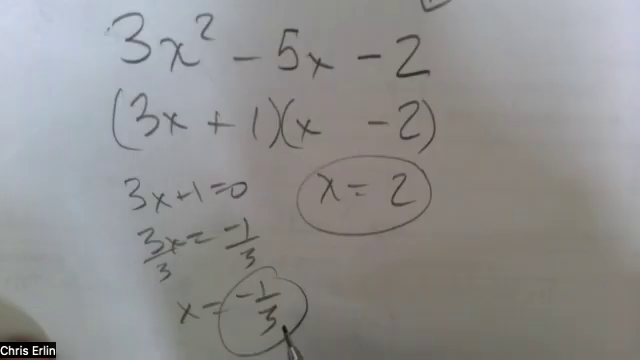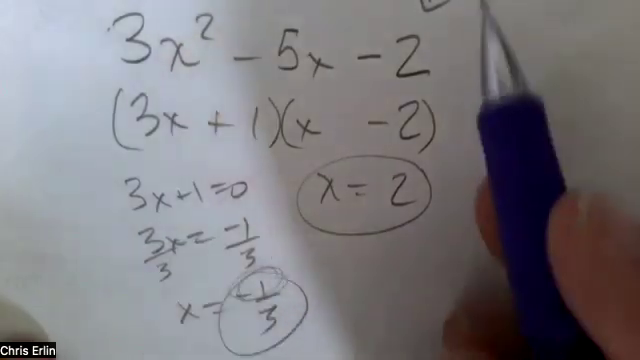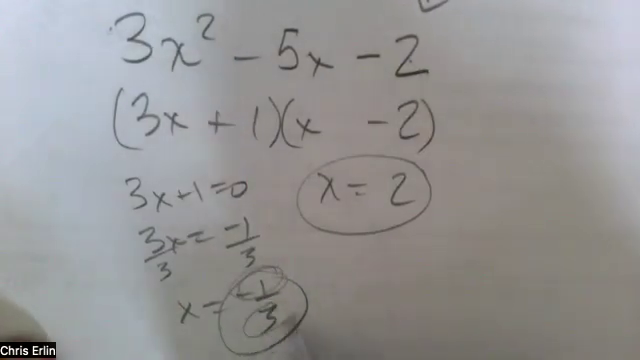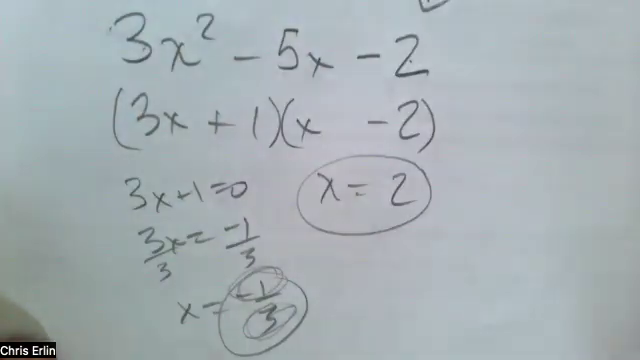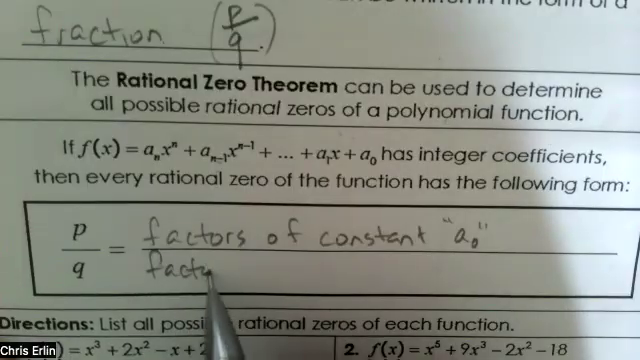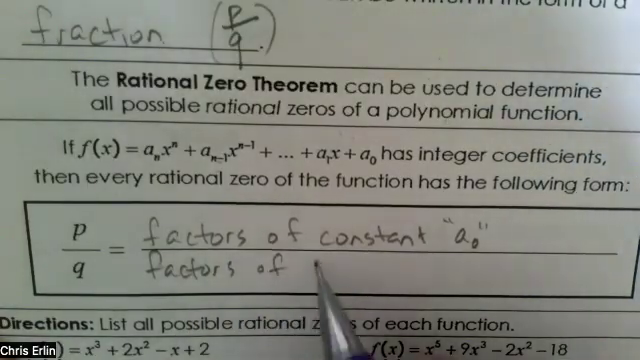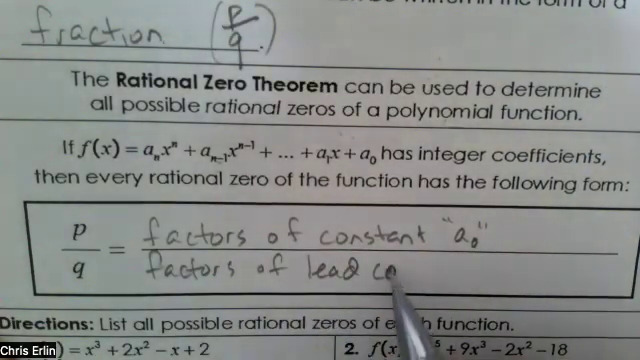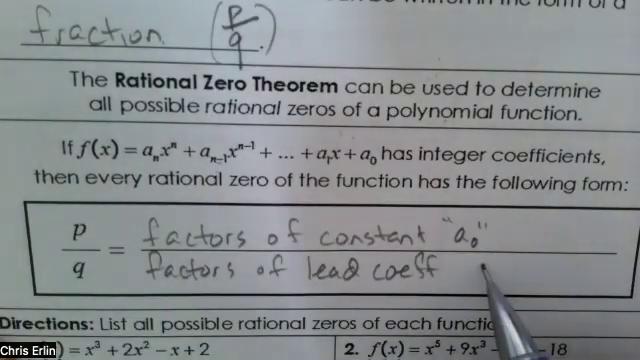So that's why we use this P over Q, where the top is factors of the constant term and the bottom is factors of the lead term. Factors of lead coefficient, a sub n.